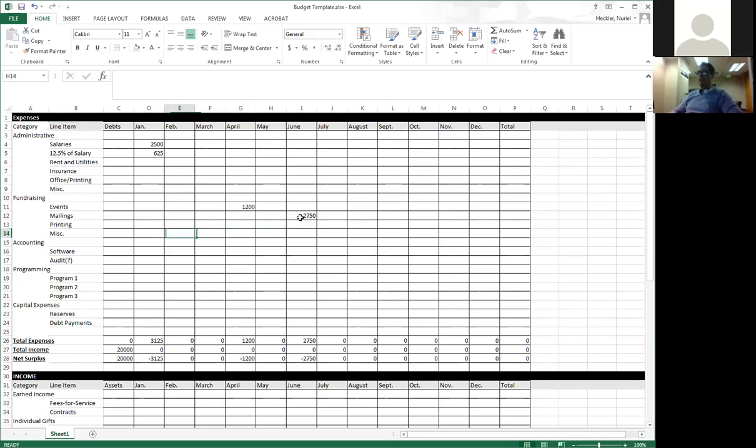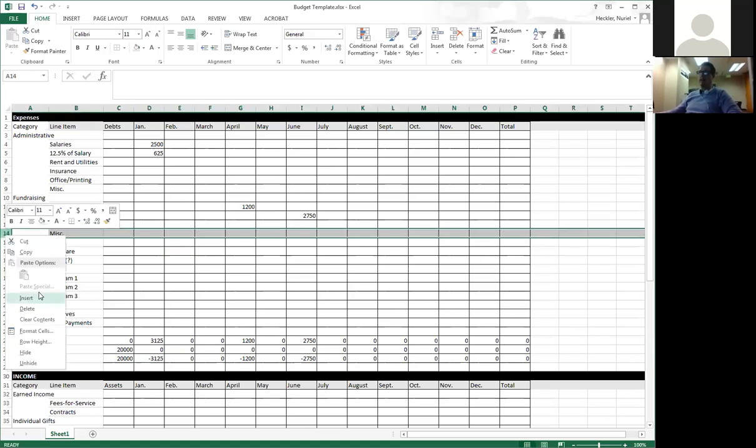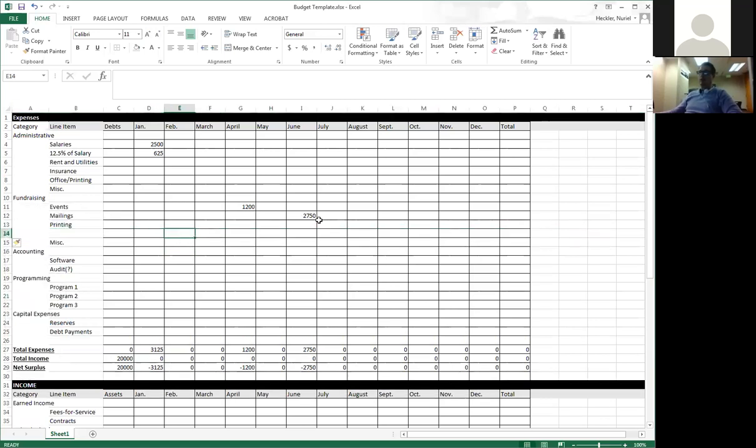And then miscellaneous fundraising costs. You can add a row here by simply inserting a row and add some additional fundraising costs if you wish. What other additional fundraising costs might you have? Permits, if you wanted to do a march or something.